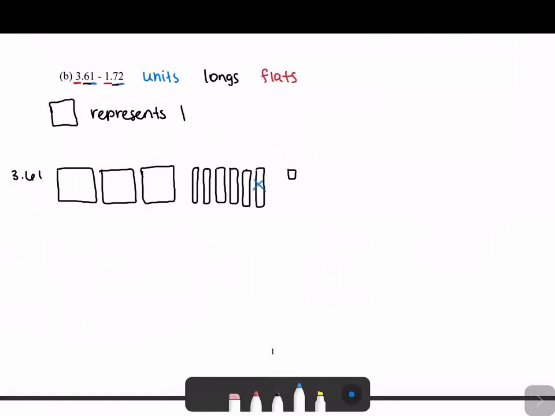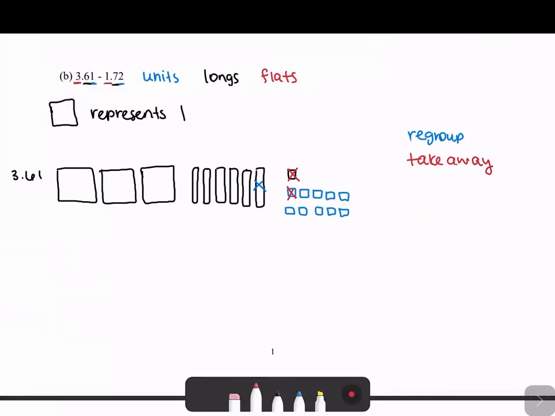So we're going to regroup, where now this 1 long becomes 10 units because we're in base 10. So now we can take away 2 units. I'm going to have the takeaway be red and the regrouping be blue. So we're going to take away our original unit and one of these others we got from regrouping. Okay, so we took away 2 units.